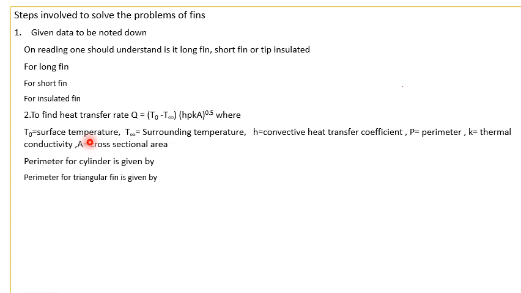One end of a long rod of 1 centimeter diameter is maintained at a temperature of 500 degrees centigrade by placing it in the furnace. The rod is exposed to air at 30 degrees. So here you can see one is a higher temperature, one is a lower temperature.